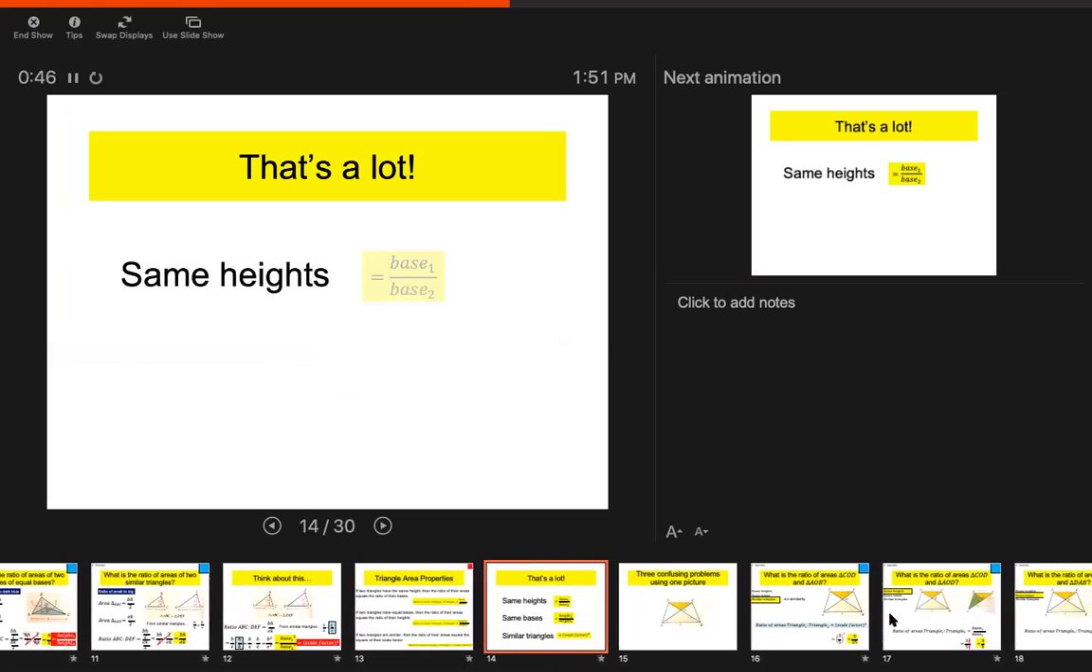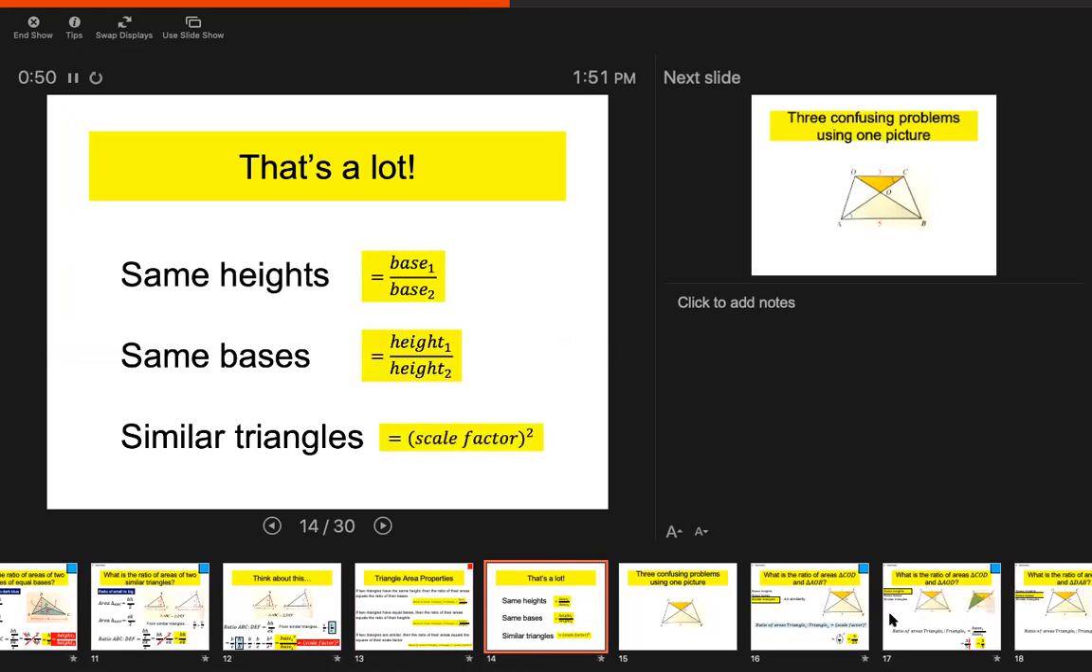If you want a shortcut method, this is the shortcut method. Same heights: base 1 over base 2. Same base: height 1 over height 2. Similar triangles: scale factor squared. Remember that this right here is 3 of 5. We still got 2 of these left.